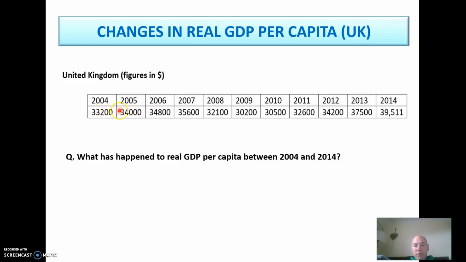in the second row, going from $33,200 through to $39,511 per person. And you're asked what has happened to real GDP per capita between 2004 and 2014. Now, the good economics here is being able to explain this.